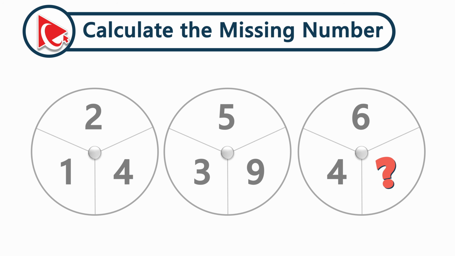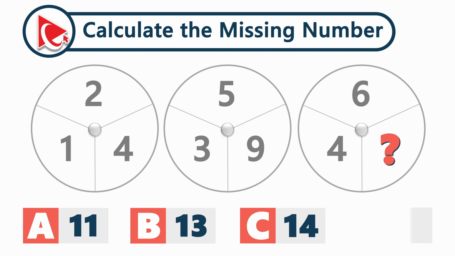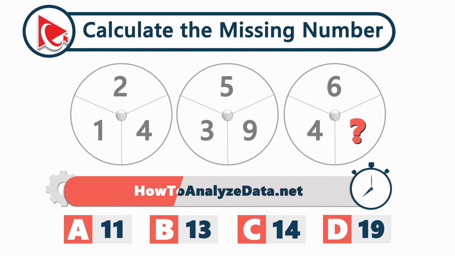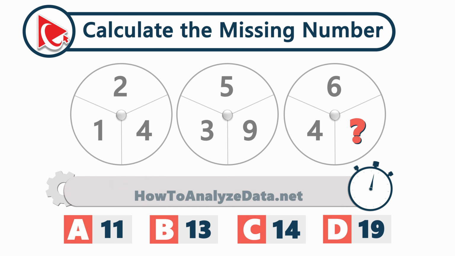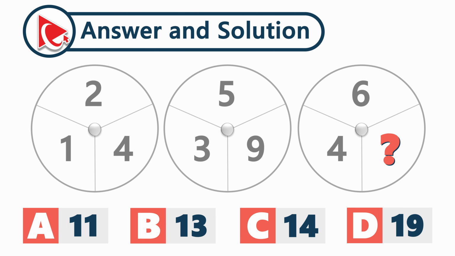You need to calculate the missing number out of 4 possible choices: A, 11, B, 13, C, 14, or D, 19. Can you try to solve it on your own? The solution here is rather simple, but very few people can see it right away.